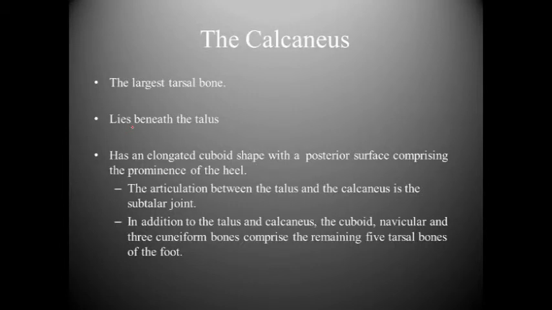The calcaneus, on the other hand, is the largest tarsal bone, and it lies directly beneath the talus. It has an elongated cuboid shape with the posterior surface comprising the prominence of the heel. The articulation between the talus and the calcaneus is the subtalar joint. In addition to the talus and calcaneus, the cuboid, navicular, and three cuneiform bones comprise the remaining 5 tarsal bones of the foot.